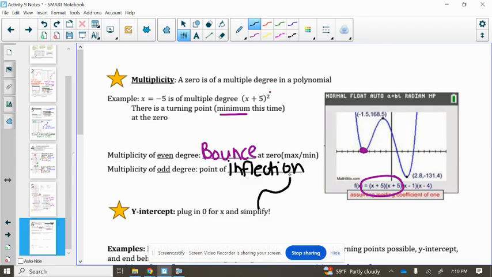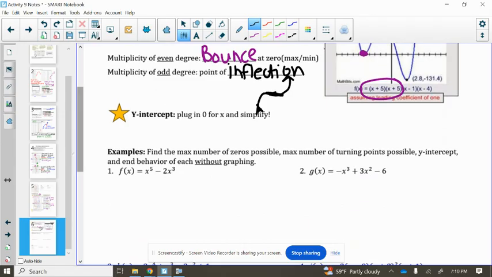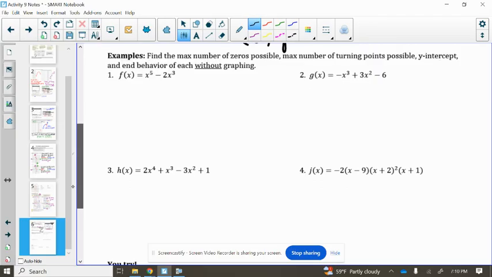And we talked about in the last lesson some of those graphs that flatten out in the middle, like a cubic. That's your point of inflection. Last but not least, we are also going to be able to tell our y-intercept. We just would plug in 0 for x and simplify to get that output value: (0, whatever that y-intercept is). So we see down below a couple of examples.